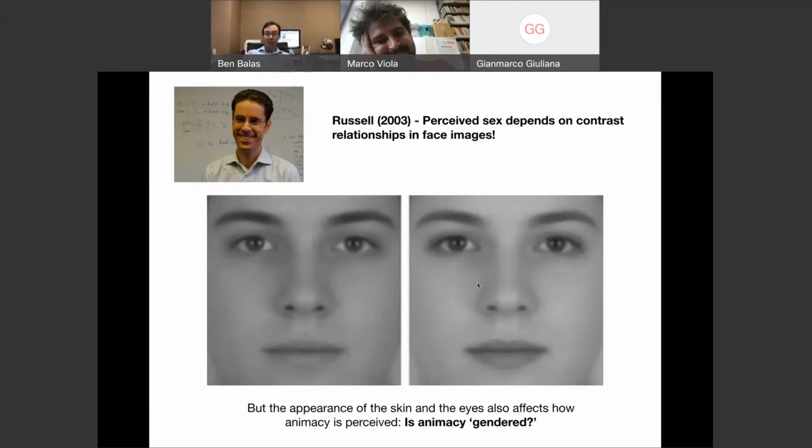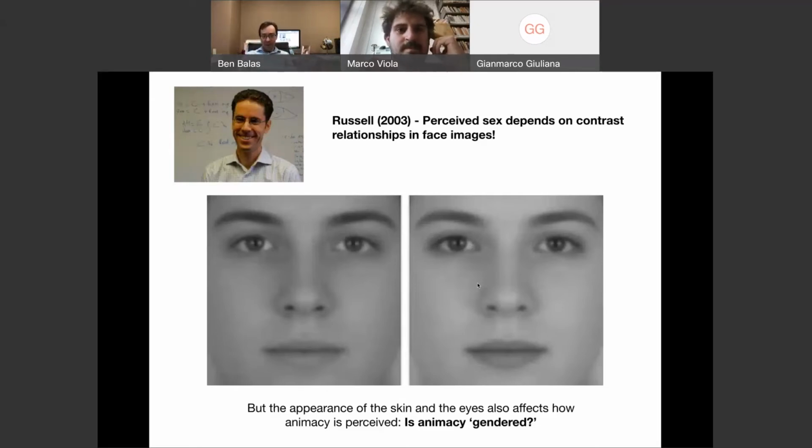And this turns out to be a true mode in the data out in the world. Cross-culturally, men have darker skin than women. If you measure it carefully, like many anthropologists have done, you'll find that men everywhere are slightly darker than women. And this leads to these characteristic contrast relationships between the skin and the mouth and the eyes that it turns out your visual system uses to make categorization judgments about masculinity compared to femininity.